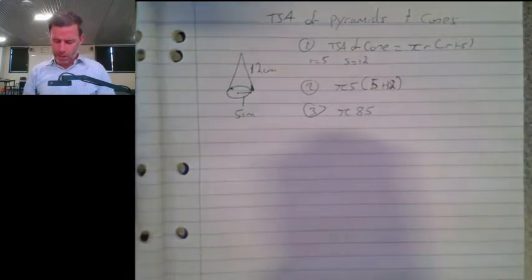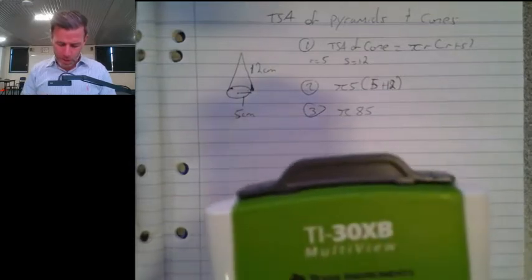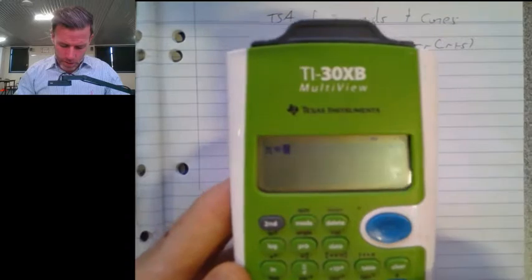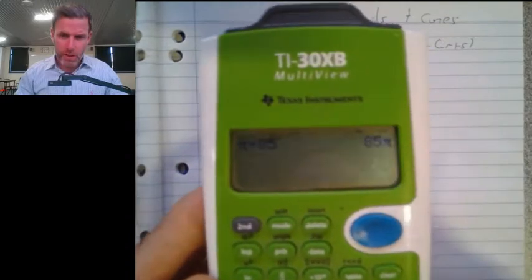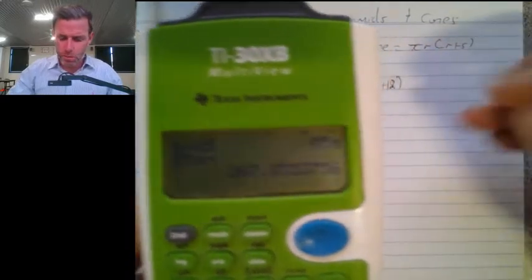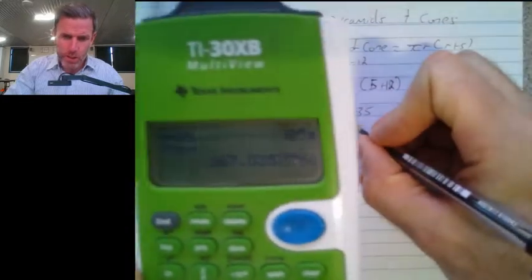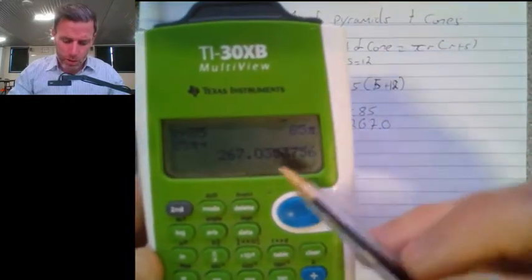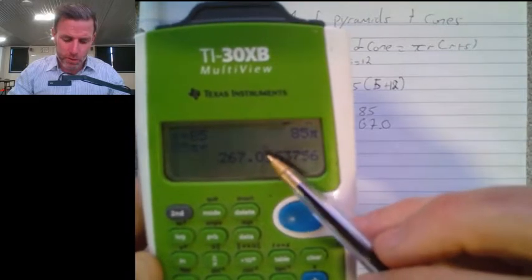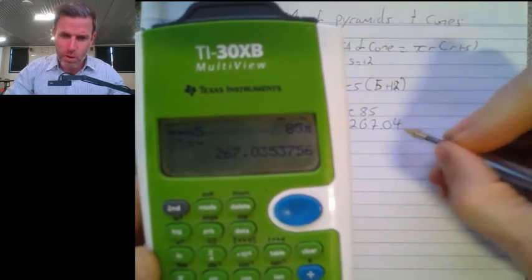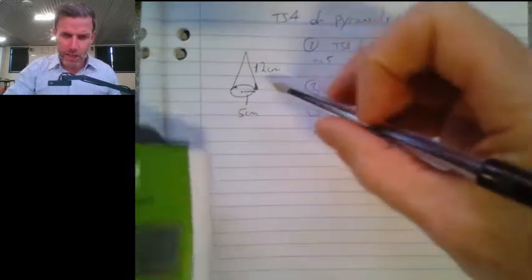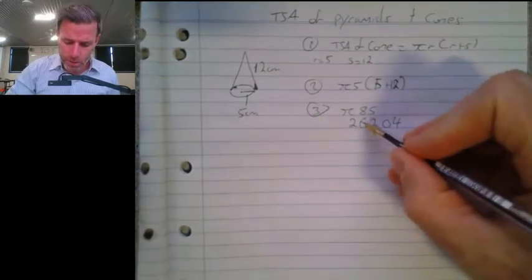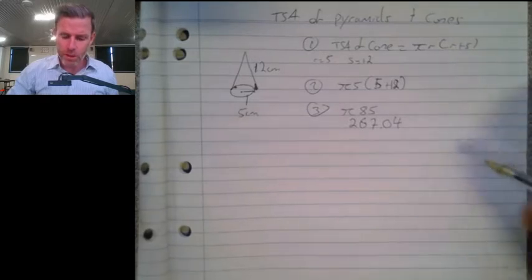Use my calculator this time, which I brought with me. So pi times 85, press the double button, answer is 267.04, and if I go to two decimal places, the 3 becomes a 4. And again here we've got centimeters, so we need centimeters squared.